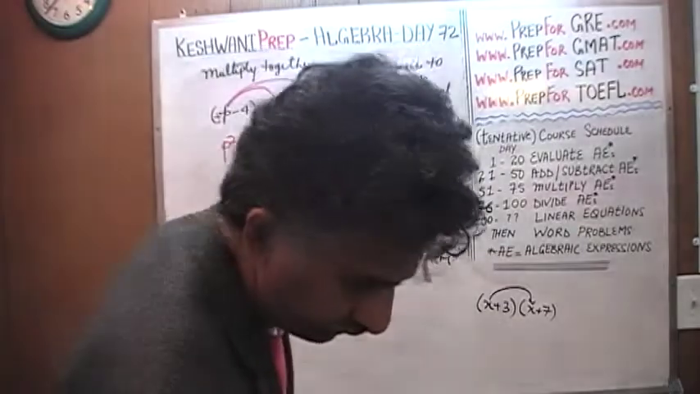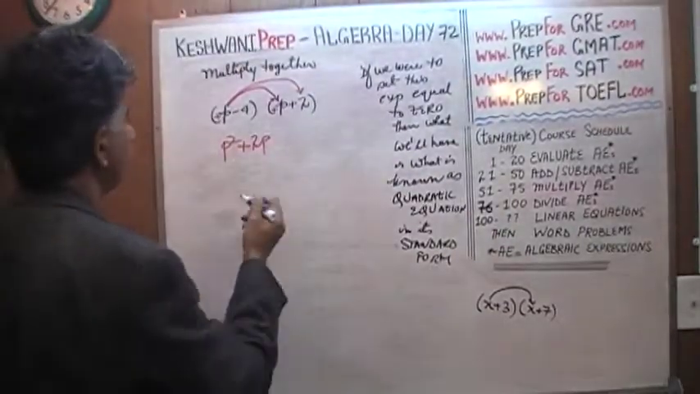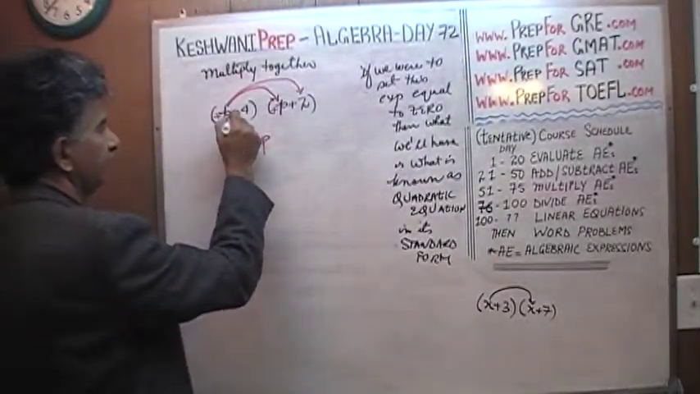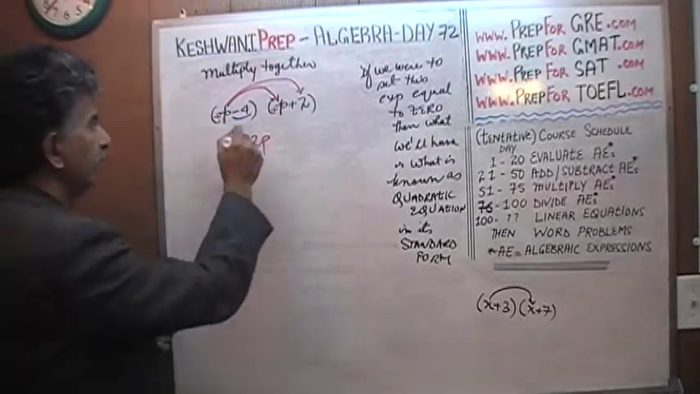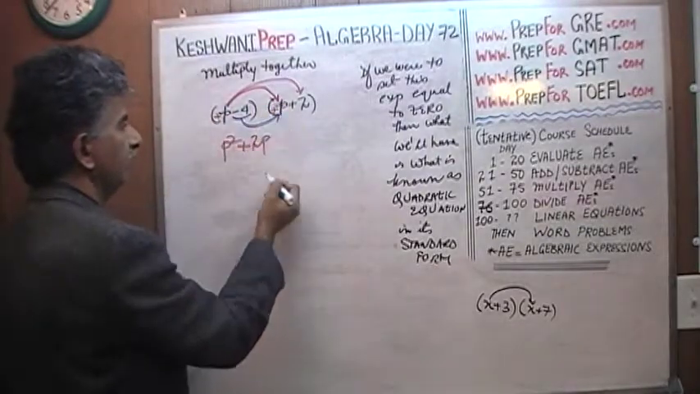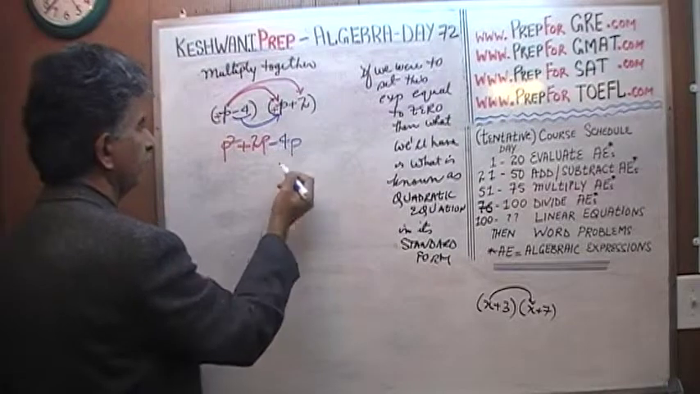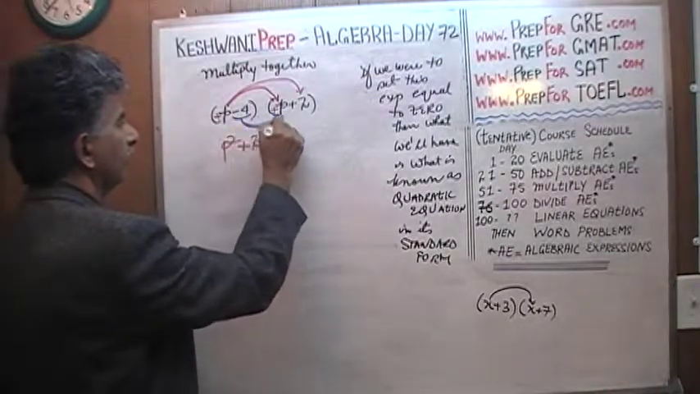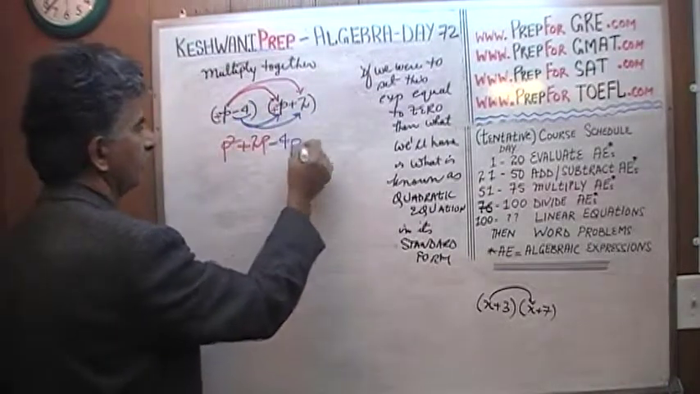And then we have to take care of the negative 4 part. This is where it gets tricky. Pay attention here. This is the negative 4. Negative 4 times the positive p is going to give us a negative 4p. And then negative 4 times positive 2 is going to give us negative 8.